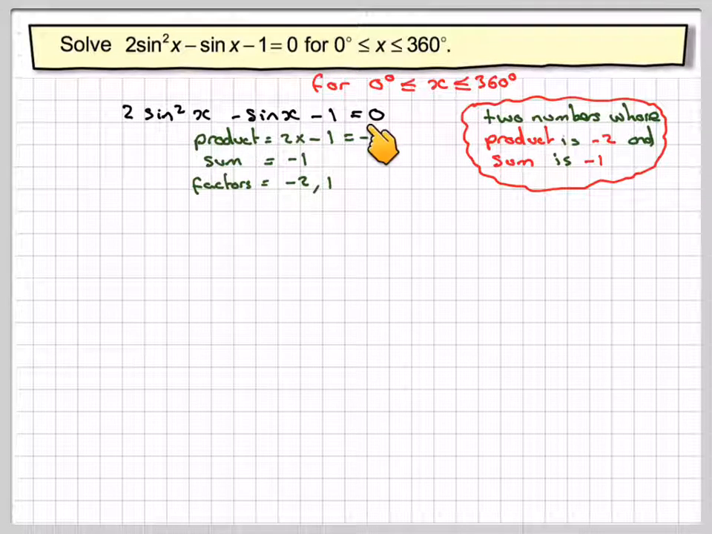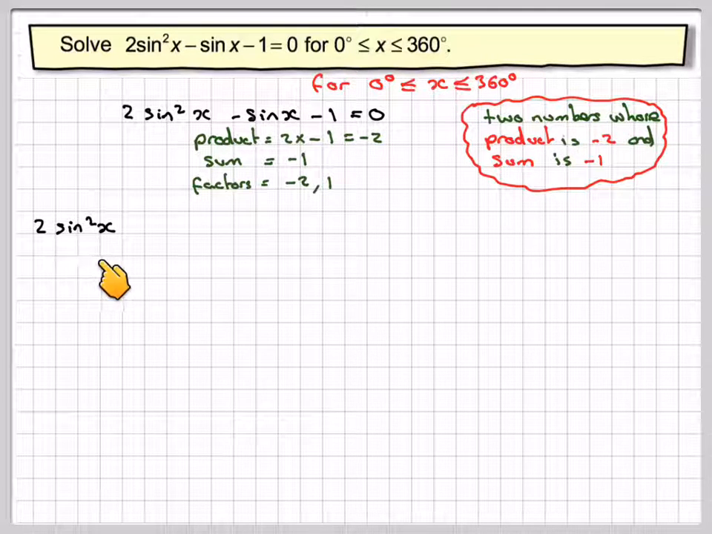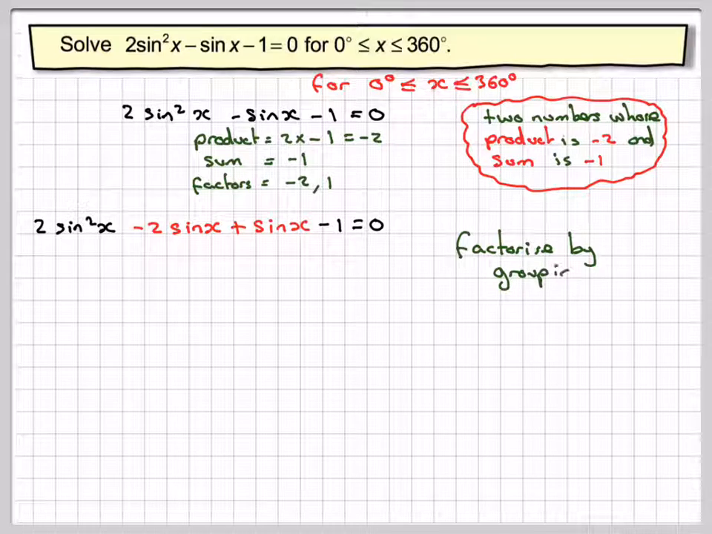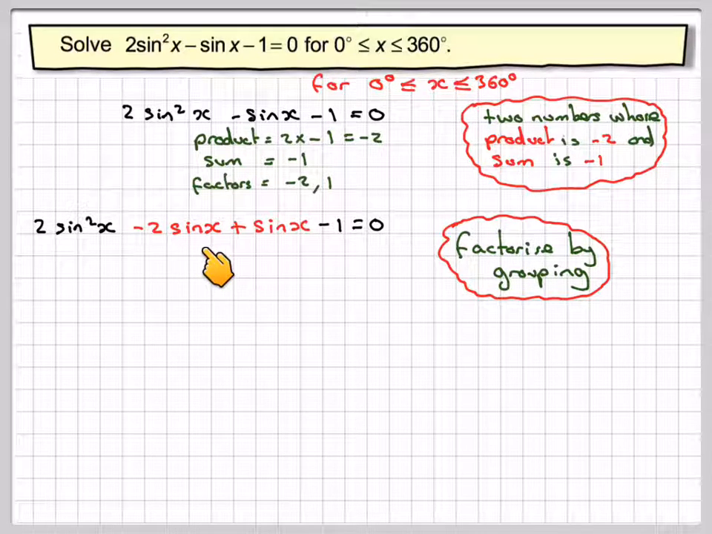And now you write out the quadratic in the form 2 sine squared. You split this middle term up into minus 2 sine x plus 1 sine x. Minus 1 is equal to 0. And now you factorize by what's known as grouping. So you group the first two terms together. By the way, it doesn't matter which way round you write these two things.